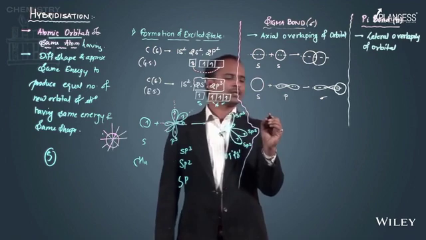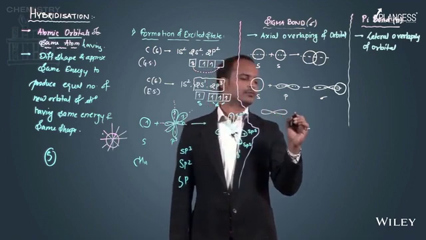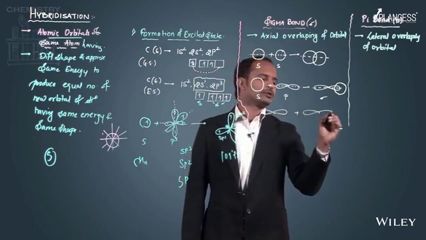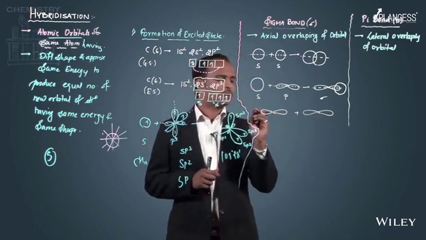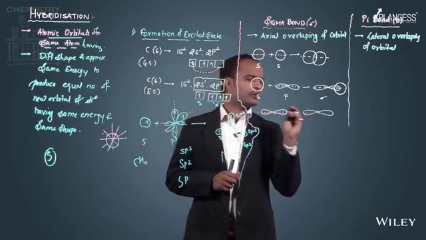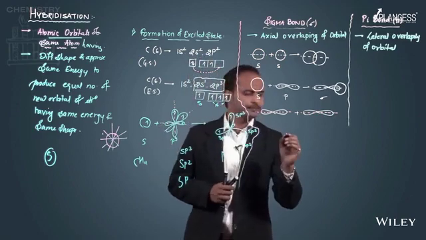Now if two p orbitals are overlapping, like this is the first p orbital, and this is the second p orbital. Now the possibility is whether they are overlapping on the axis or not. This is the axis for this p orbital, this is the axis for this p orbital. Now they are overlapping.